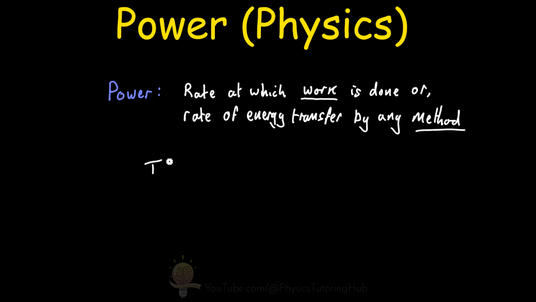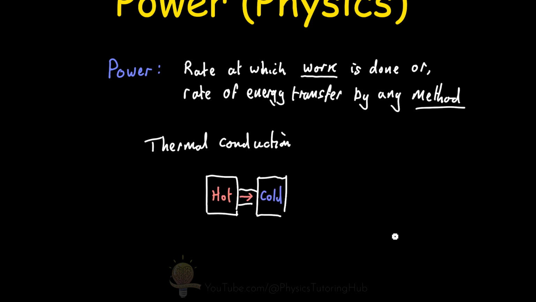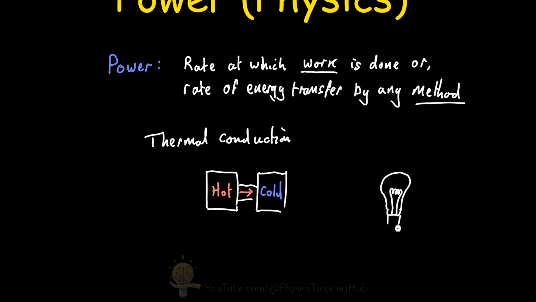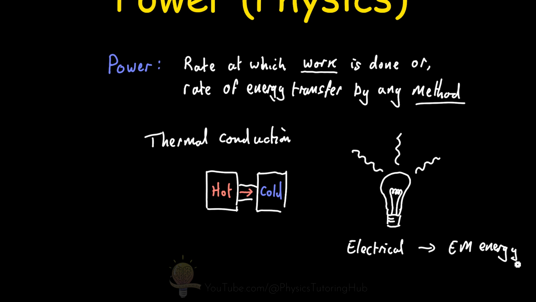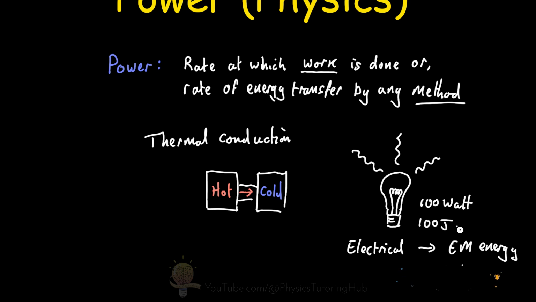Well, we could transfer energy through thermal conduction, for example, where heat energy is being transferred from a hotter object to a colder one. Or we could consider the conversion of electrical energy into electromagnetic energy in a light bulb. So a 100-watt light bulb will convert 100 joules of electrical energy into electromagnetic energy, mostly in the form of heat and light, every single second. So that would be 100 joules per second.